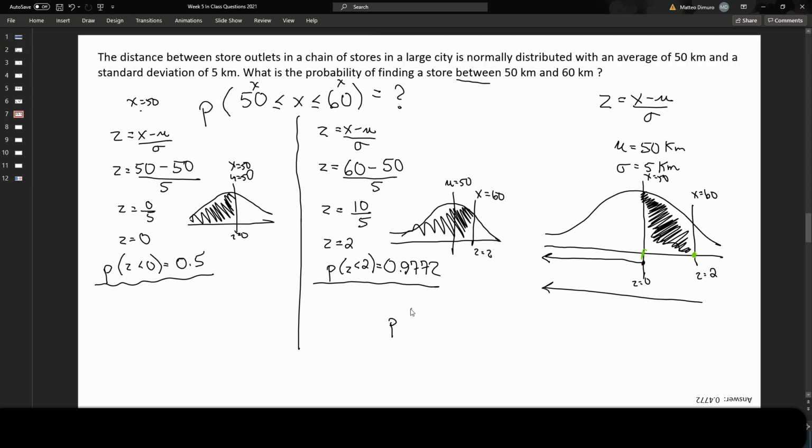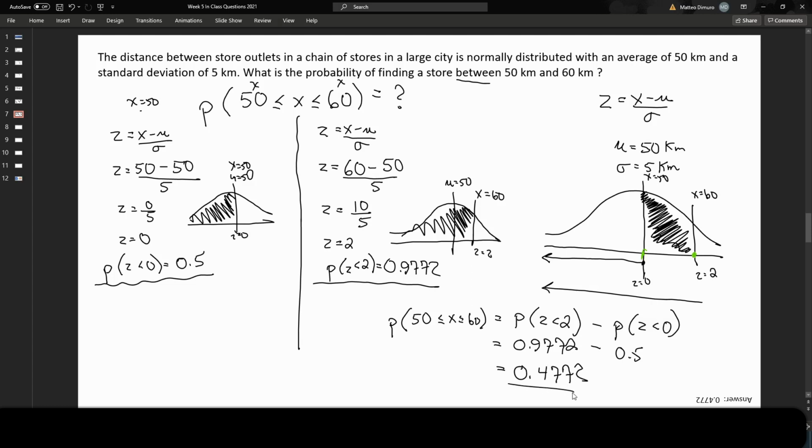So we can write probability that our x value is in between 50 and 60 equals probability that z is less than 2, that's the big number, subtract probability that z is less than 0. So now plug in the numbers. 0.9772 subtract 0.5 equals 0.4772. And there's the answer. Good job. Very nice. Next question.